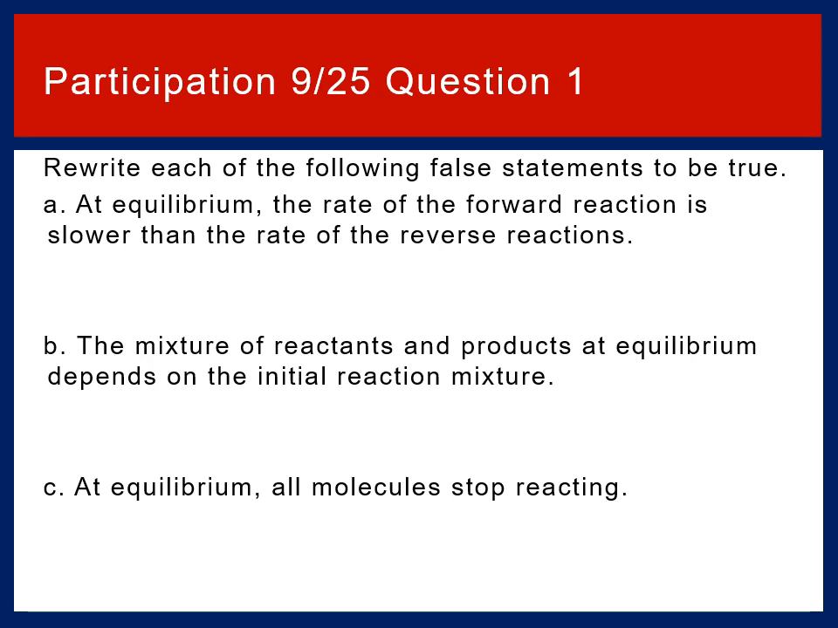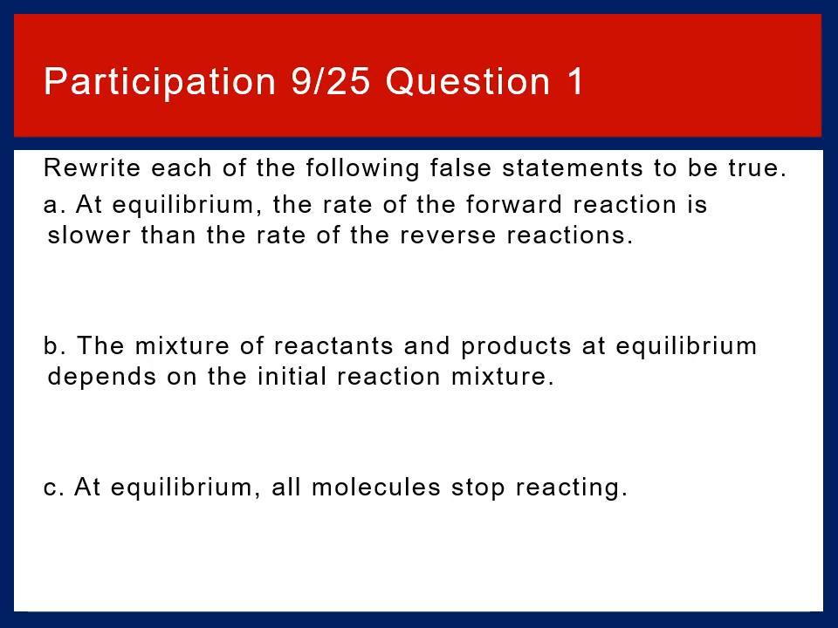Participation 925, question 1. Rewrite each of the following false statements to be true. A, at equilibrium, the rate of the forward reaction is slower than the rate of the reverse reaction. B, the mixture of reactants and products at equilibrium depends on the initial reaction mixture. C, at equilibrium, all molecules stop reacting. This is the first question on participation 925, due Friday, September 25th at 11:59 p.m. over on Blackboard. Link to the assignment is right below the document where these videos are posted.